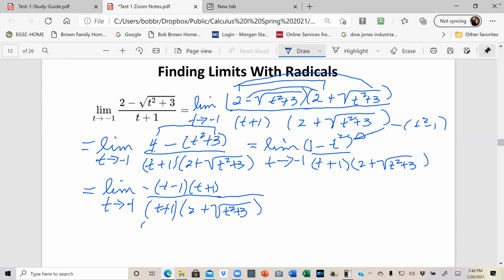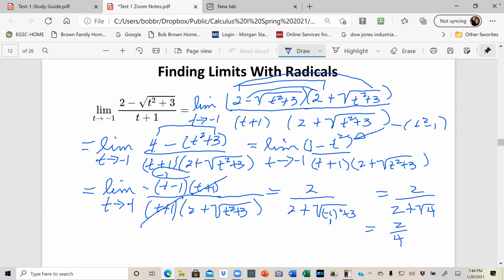Sometimes I go too fast and write it down wrong. That's why I watch every step. Notice the problem goes away when we cancel t plus 1 and t plus 1, and then plug in minus 1 for t. That's minus 1 minus 1 is minus 2, times minus 1 is plus 2. And down here we plug in 2 plus the square root of minus 1 squared plus 3, which equals 2 over 2 plus the square root of 4. Minus 1 squared is 1, plus 3 is 4, so it's 2 over 4, equal 1/2. So the limit is 1/2.